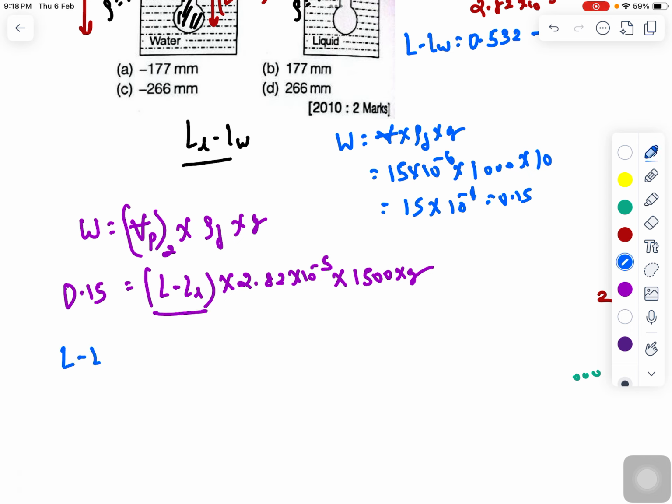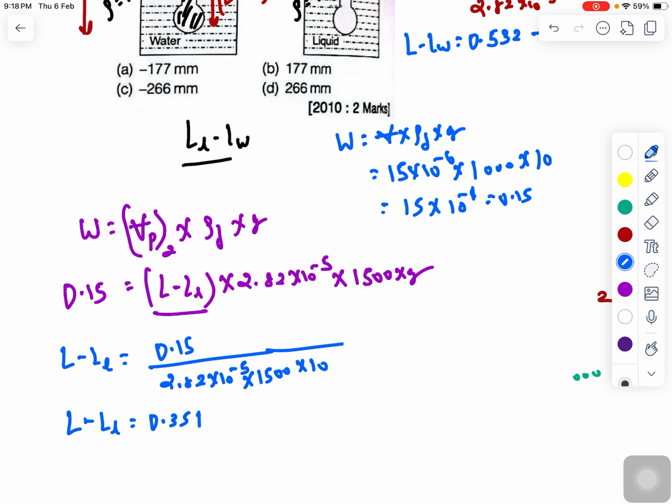So L minus LL will be equal to how much? 0.15 divided by 2.82 into 10 to the minus 5 into 1500 multiplied with 10. So the value of L minus LL from here you will be getting is 0.354. This is as simple as that. So this one is my equation second.